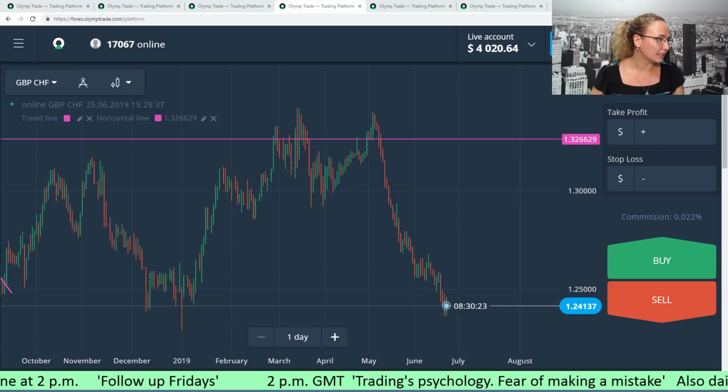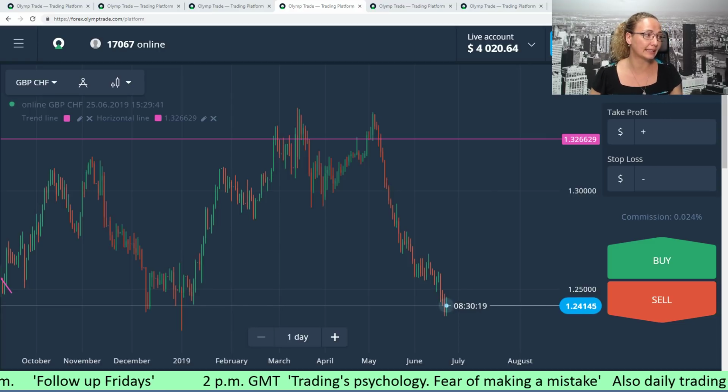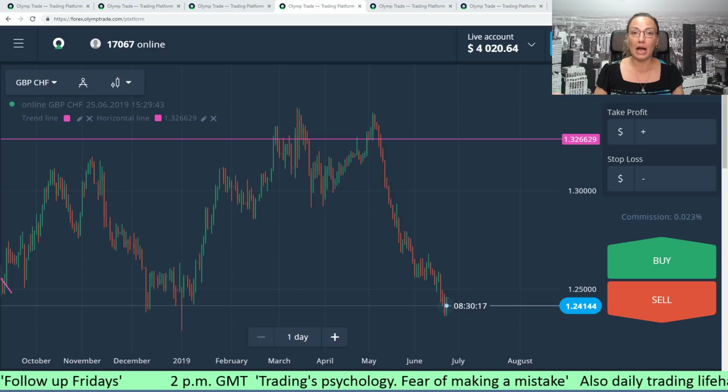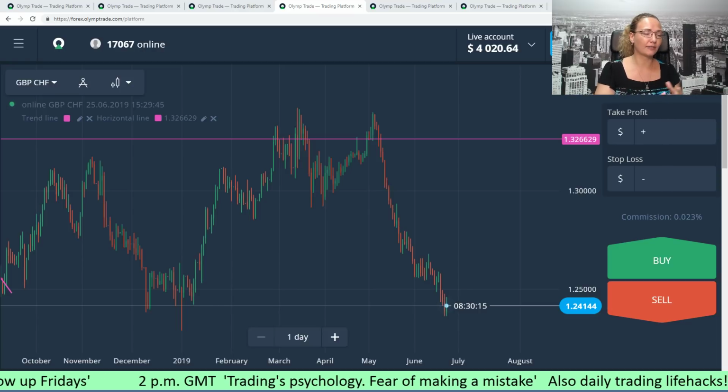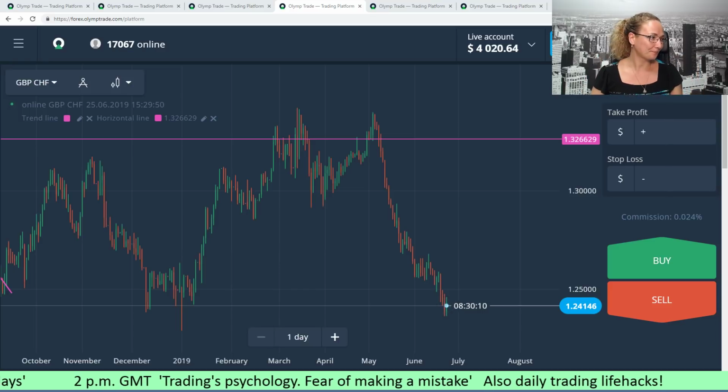Let's see here. Yes, you can use a 1-minute time frame. Like I said, you can use Japanese candlesticks on any time frame, but on a higher time frame, the patterns may be a little bit more visible and a little bit more clear.